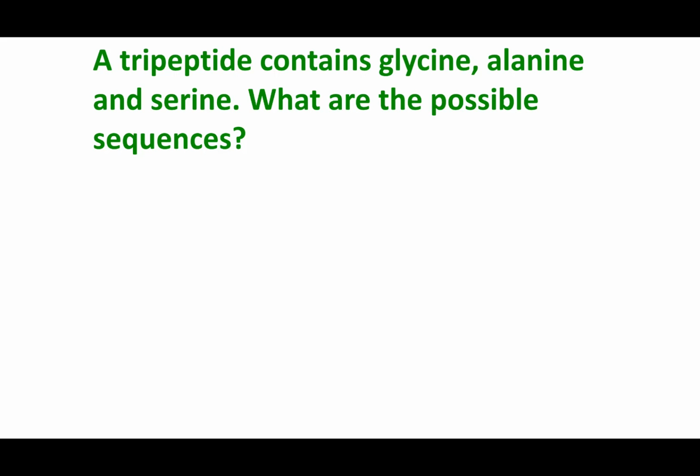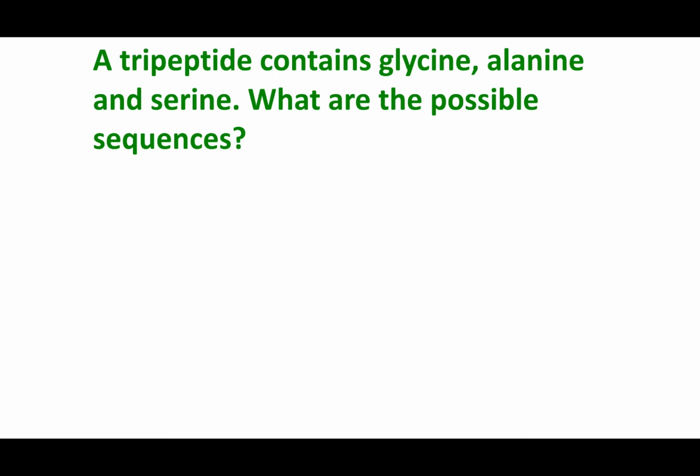With that said, let's go ahead and try to explore this idea. I want a tripeptide, and I want it to contain glycine, alanine, and serine. I want you guys to use each one of these amino acids once. How many different proteins or how many different peptides can I make using these 3 amino acids?